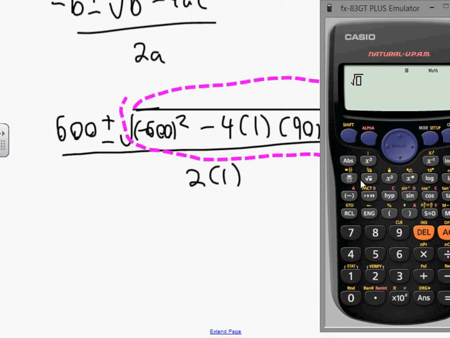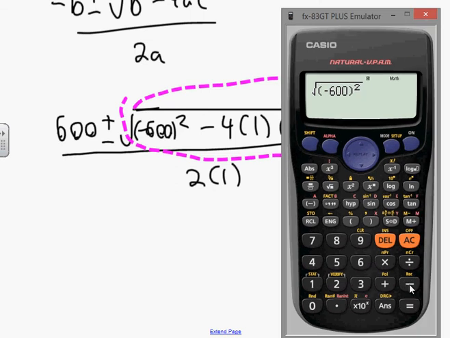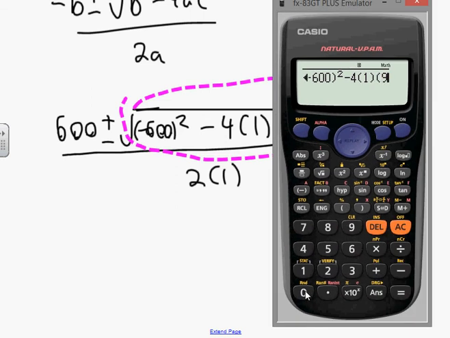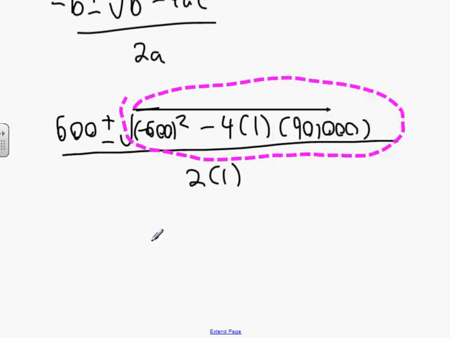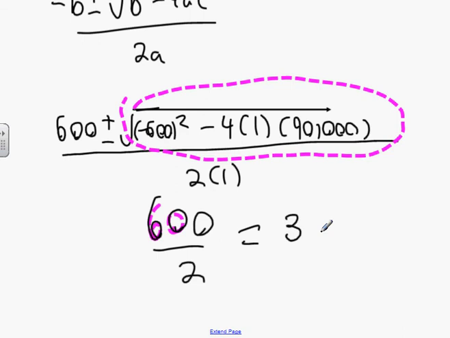I'm going to get the square root of minus 600 squared minus 4 times 1 multiplied by 90,000. And what we get here is 0. It's worth nothing. Okay? So there's only one answer to this question: 600 divided by 2, which equals 300.